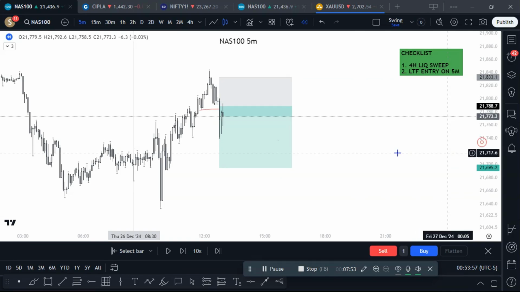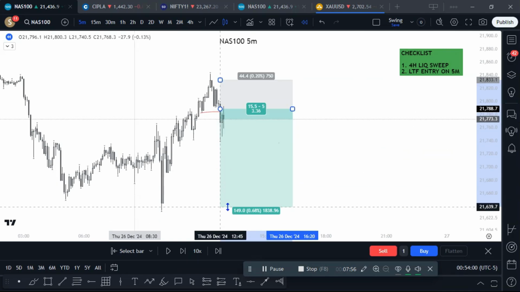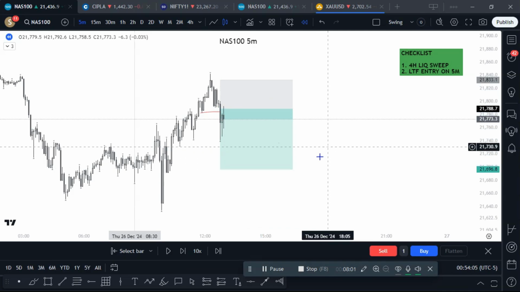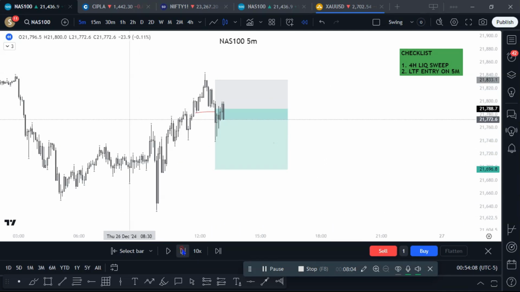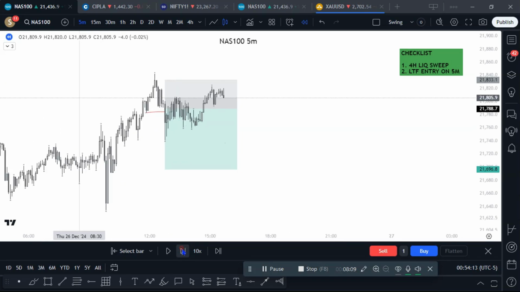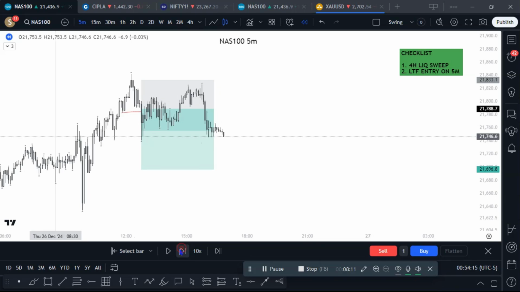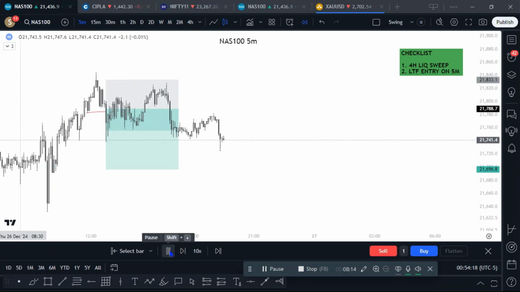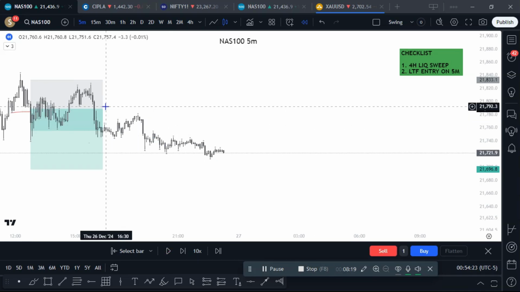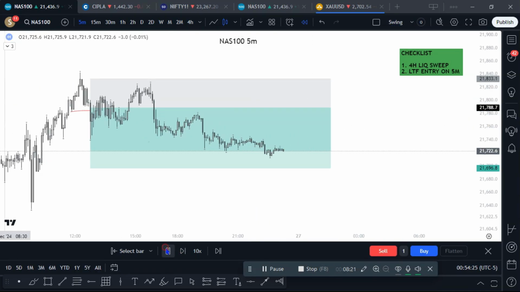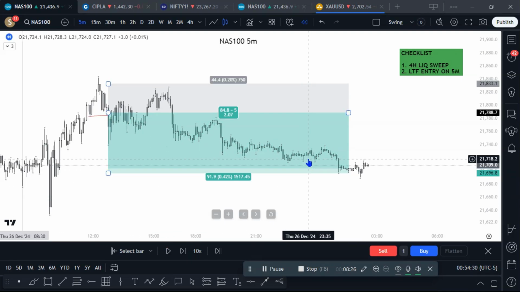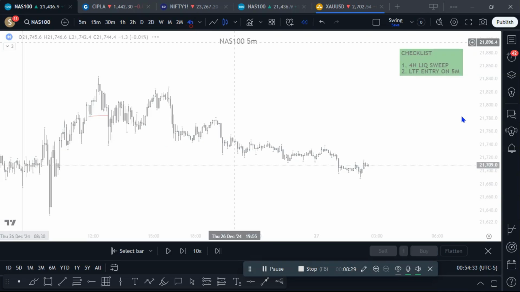Simple mechanical strategy. You won't target 5R. You don't need to target anything stupid, just a simple 2R. Your goal is to make money, not to impress people. And now let's just run the price, and here is your target smashed.